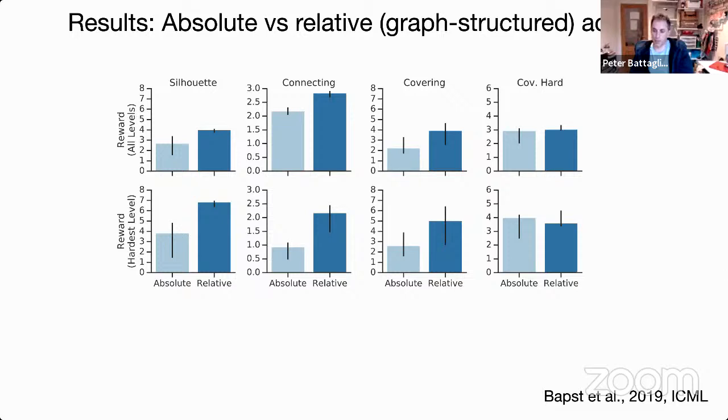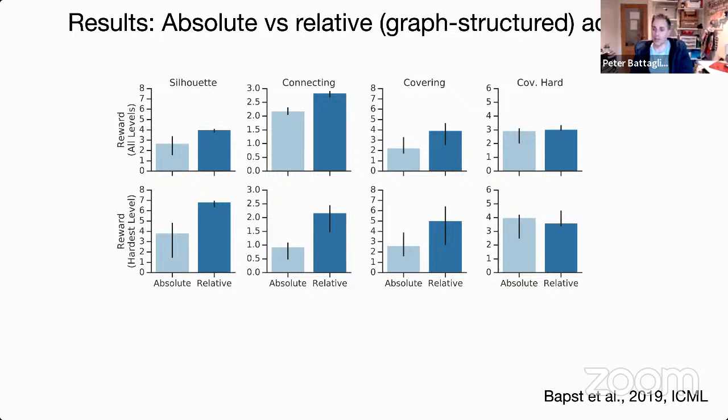The absolute agent is always the left light blue bar, and the relative agent is the dark blue bar. So for the silhouette, connecting, and covering tasks, you see there's a pretty substantial difference in reward, which is the y-axis. The total, the average reward that they're getting in the hard levels. The relative agent always gets about twice the performance, roughly.